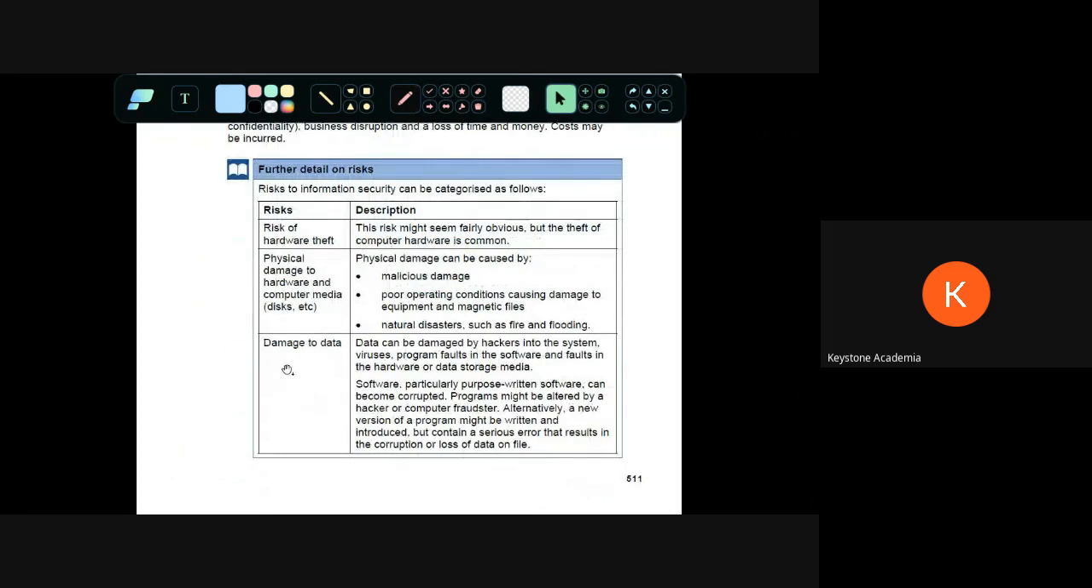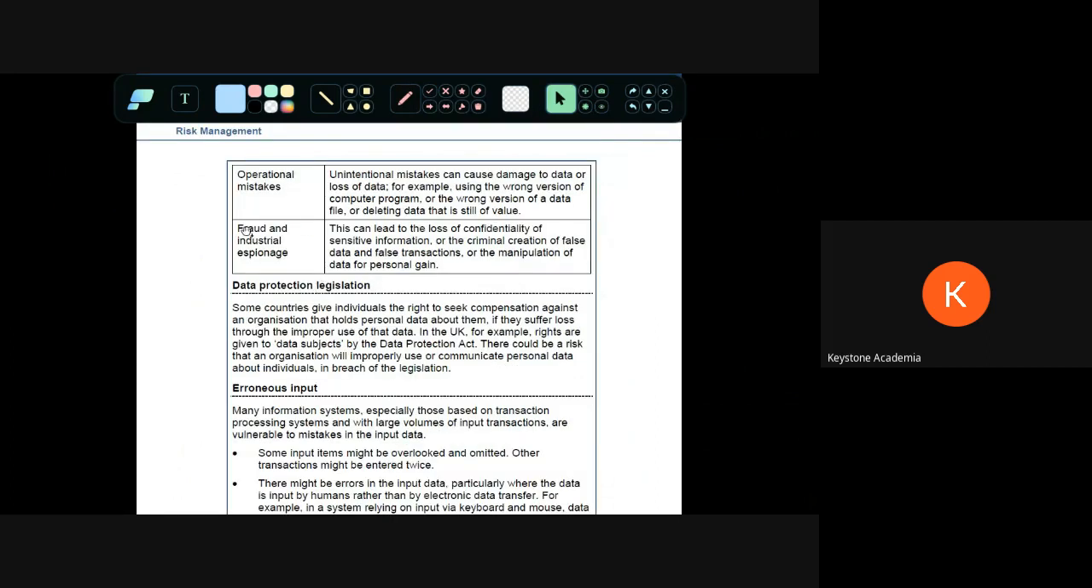Then other risk is also here: risk of hardware theft, physical damage, damage to data. There could be damage as per your natural calamities like flood, fire. Operational mistakes could be there. Fraud and industrial espionage could be there. False transactions, like anyone could enter the data.